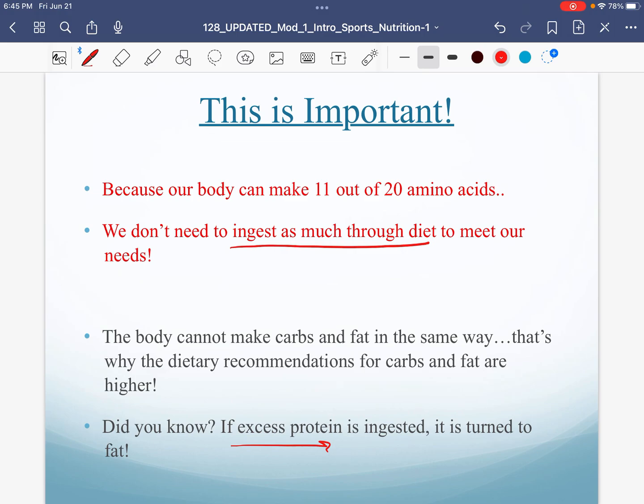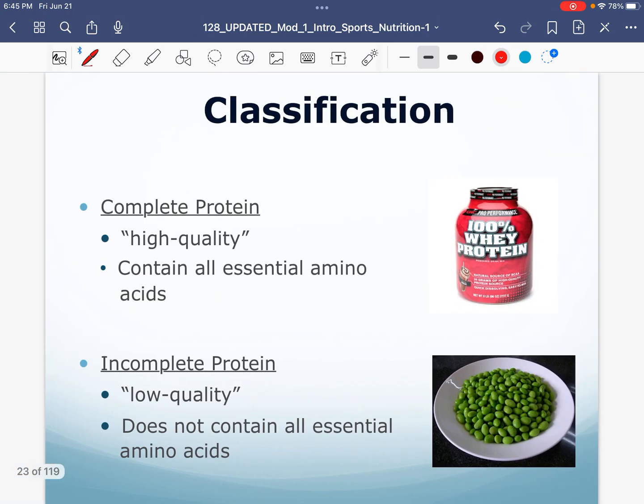All right, so you do you. I know some people, they don't want to believe me. I'm just giving you the facts. Okay, you don't need to know this. We can qualify a protein as complete or incomplete based off of whether or not it has all the essential amino acids. You don't need to know this.